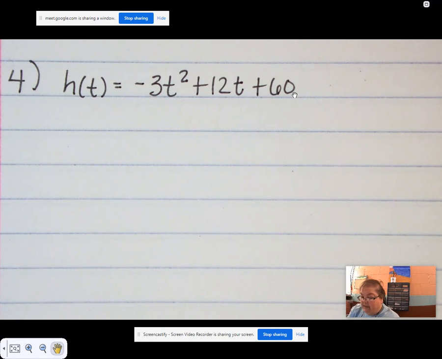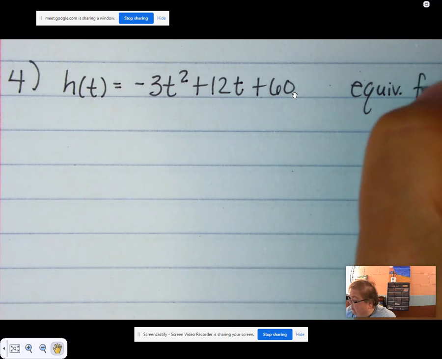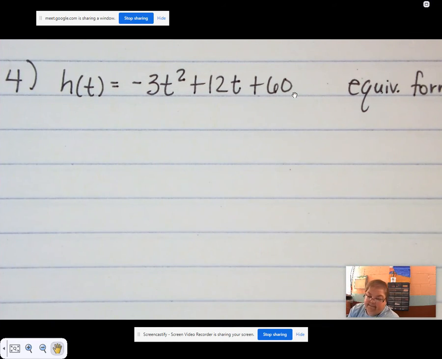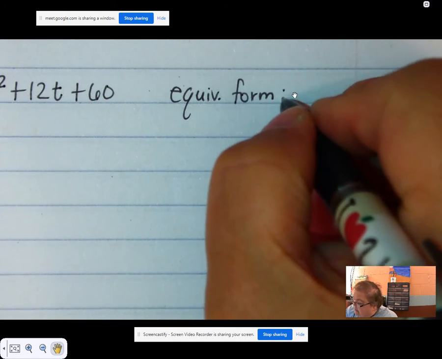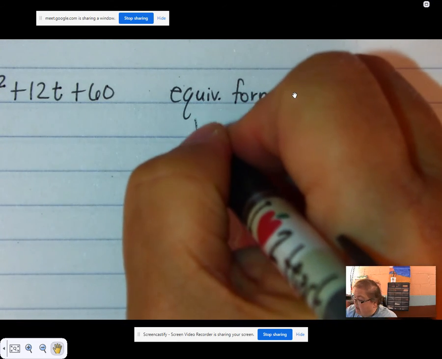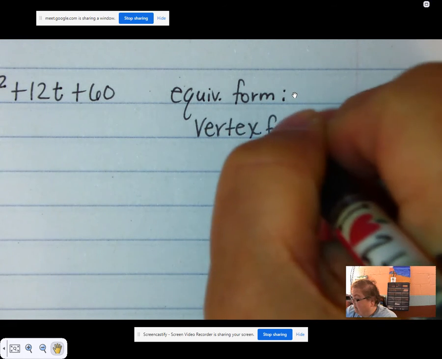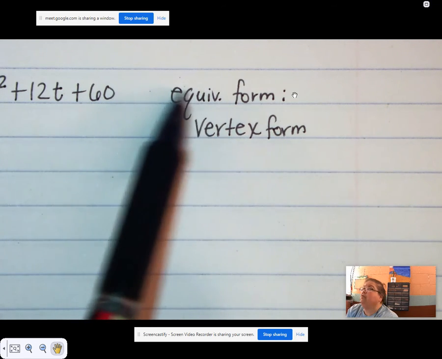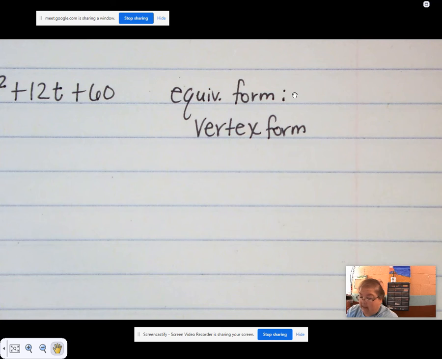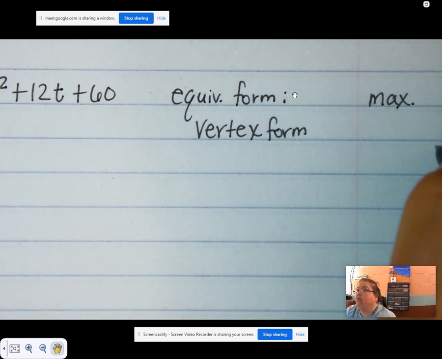Write an equivalent form. Does anybody remember what that means? Well, lucky day. It means vertex form. If I have standard form, the only other one is vertex form. Okay? And we're going to reveal the maximum height of the rocket.